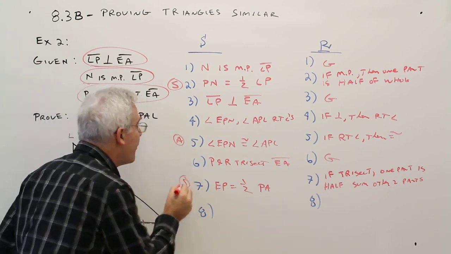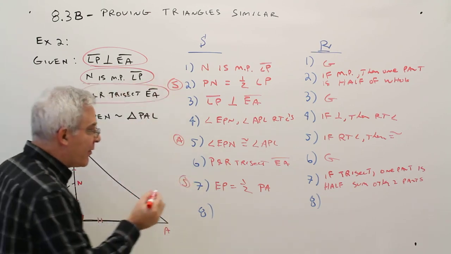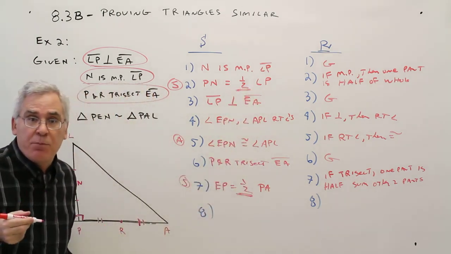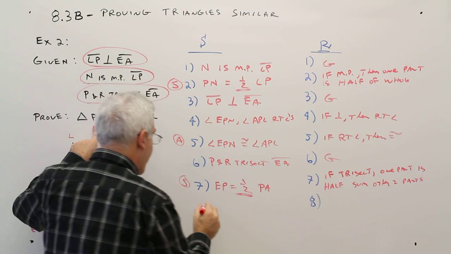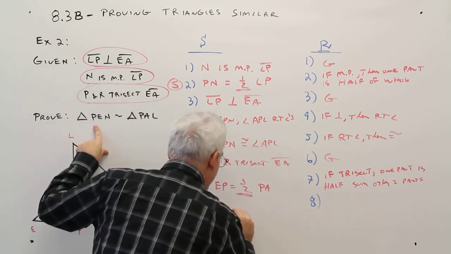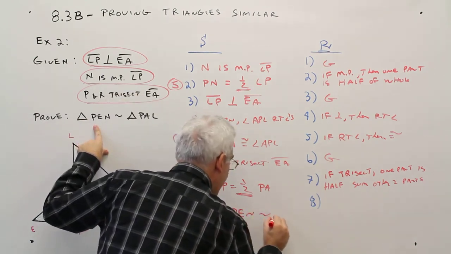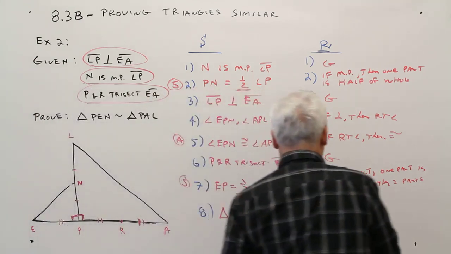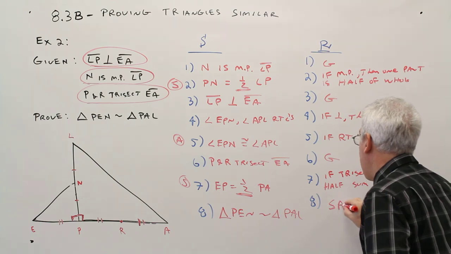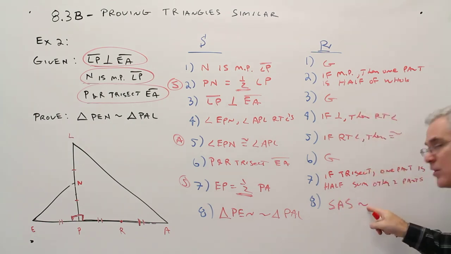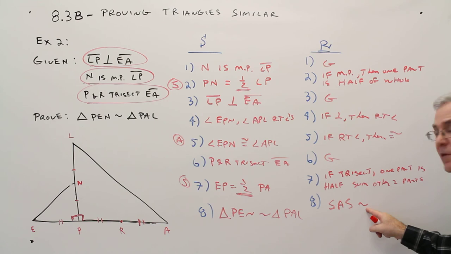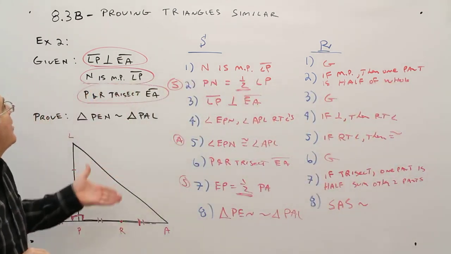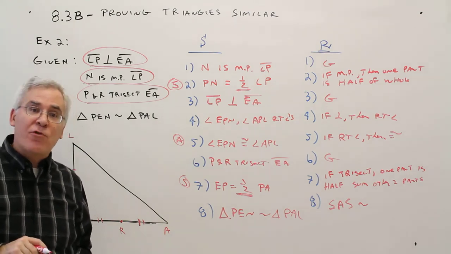Okay, so now I've got side, angle, side. What's important to note is I've got that same half in each proportion. So now I can say triangle PEN is similar to triangle PAL. It's kind of funny, PEN, PAL. And that would be side, angle, side. I do need you to put the tilde mark so I know it's not congruence. Side, angle, side, similarity. So there you have it, another proof on proving triangles similar.